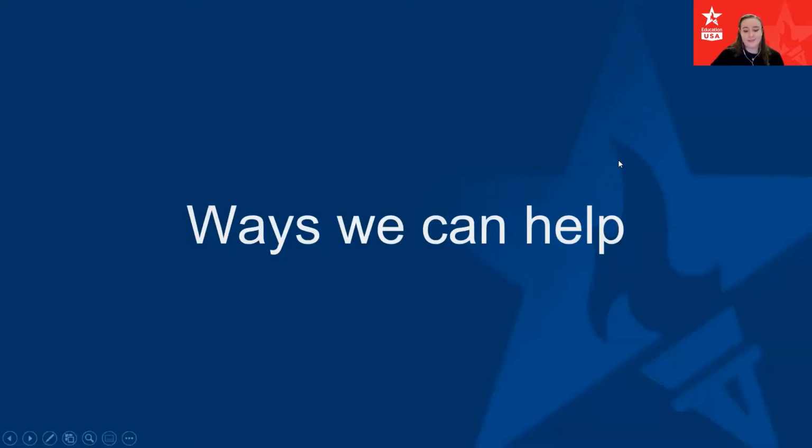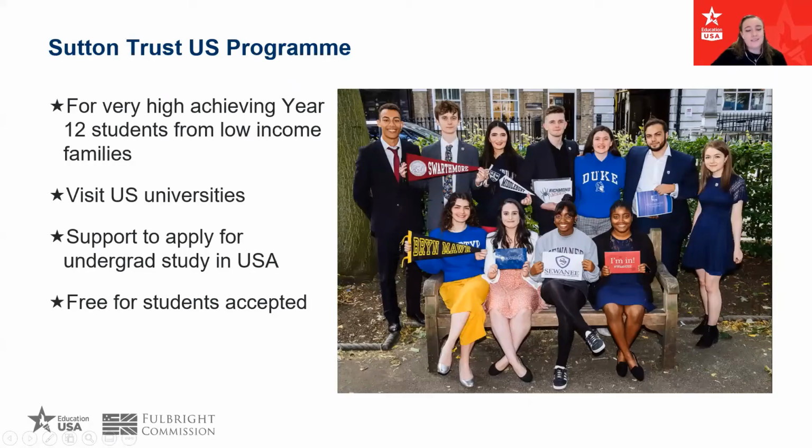Okay, finally, before we jump into the Q&A section, I'm just going to go over a couple of the ways in which us at Education USA can help going forward from this event. First off, we have the Sutton Trust US program. This is a program for very high achieving Year 12 students or equivalent from low-income families. It essentially supports students from the beginning of the process through researching and choosing a university to finding funding, matches you with a mentor. And one of the highlights is that you get to visit US universities.